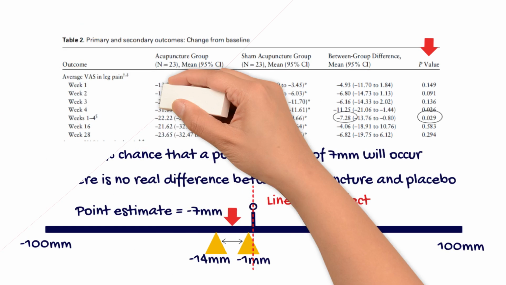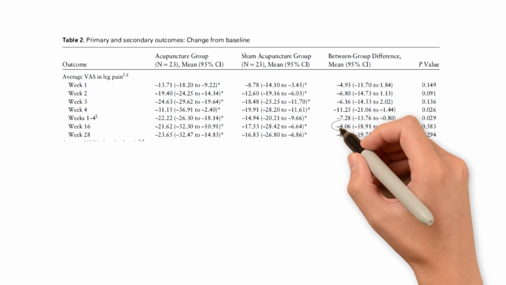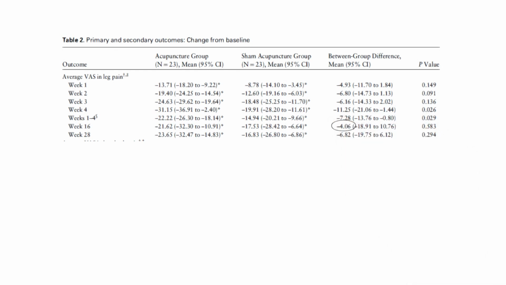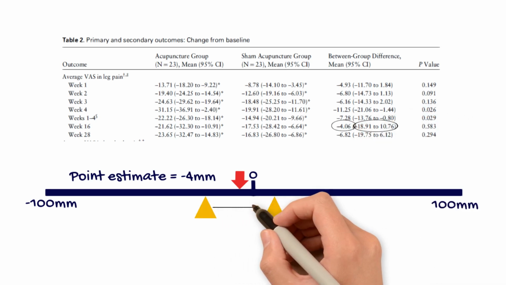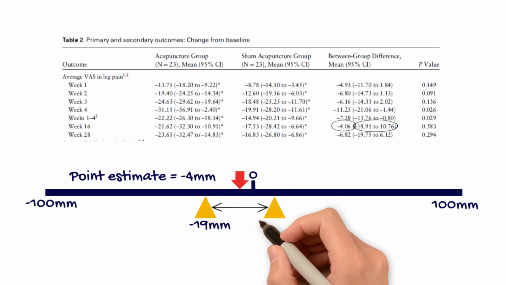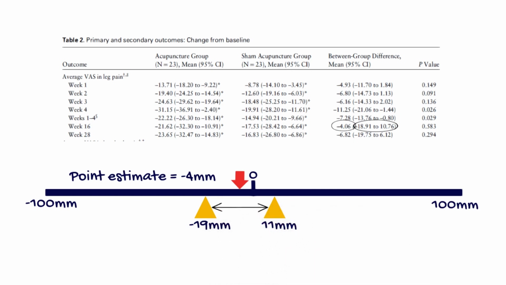At 16 weeks, the point estimate is a 4 millimeter difference in change in leg pain favoring acupuncture over sham. The confidence interval range is between 19 millimeters lower and 11 millimeters higher in the acupuncture group. We are 95% confident that the effect of acupuncture is that it lowers leg pain by as much as 19 millimeters or increases leg pain by 11 millimeters. This means that acupuncture may be better or worse than sham acupuncture. Obviously, we are not very confident in the effect estimate at 16 weeks.